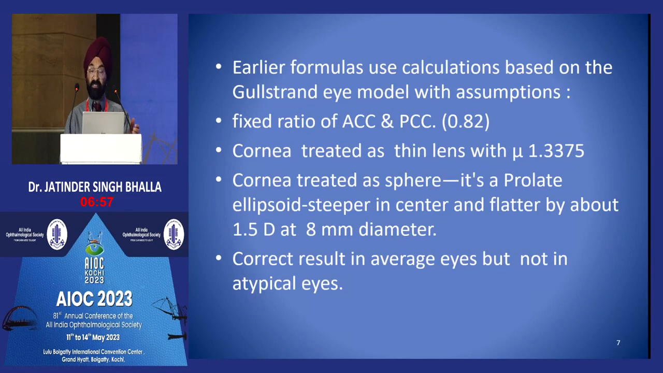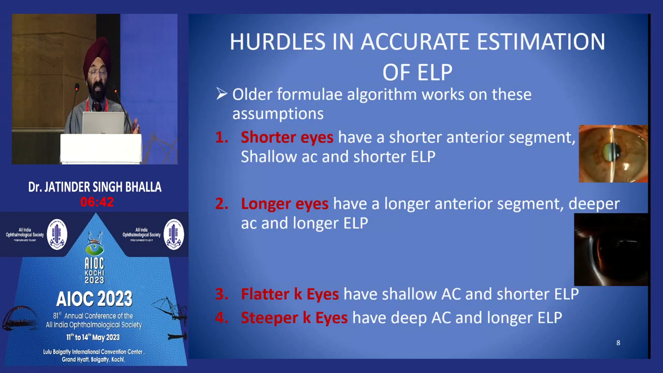Earlier formulas had some assumptions. That is, there was a fixed ratio of anterior corneal curvature and posterior corneal curvature. The cornea was treated as a thin lens with a refractive index of 1.33, and this used to give us correct results in average eyes but not in atypical eyes. And there were some other hurdles in accurate estimation because there were some more assumptions.